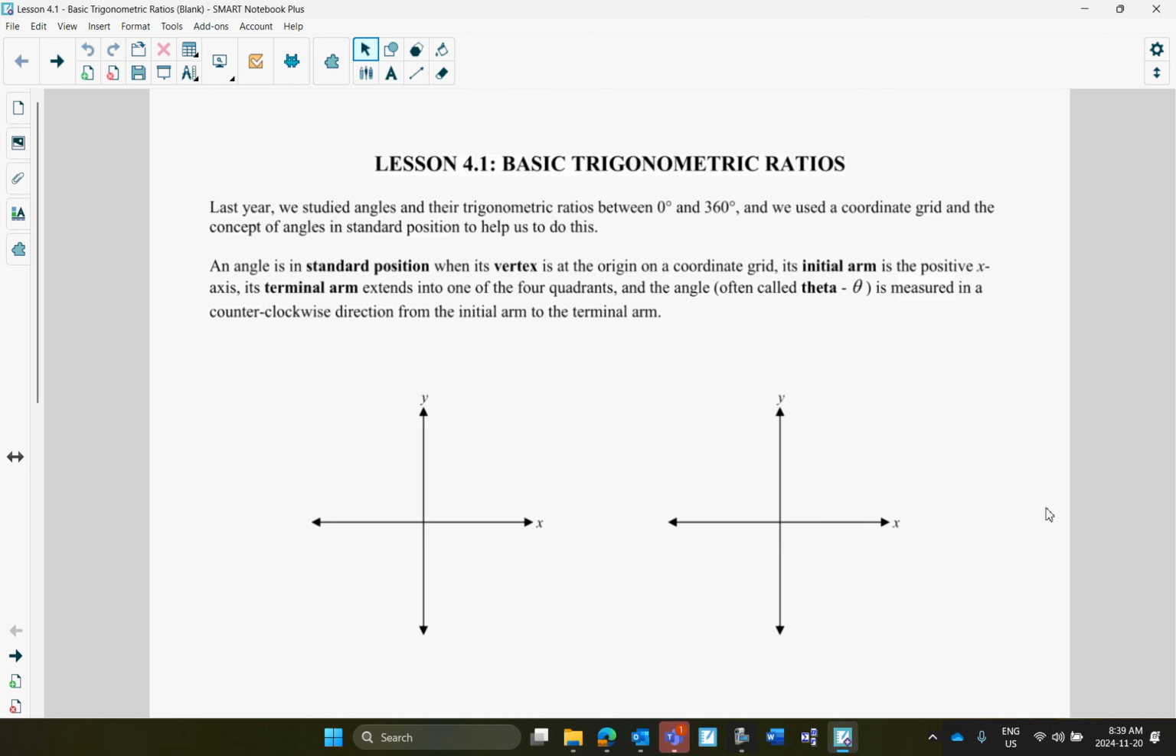Okay, so we're going to get pretty familiar with the trig for the next little while. Like I said, the next 3 units.